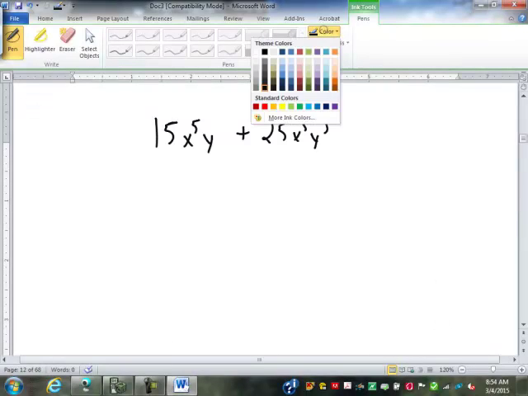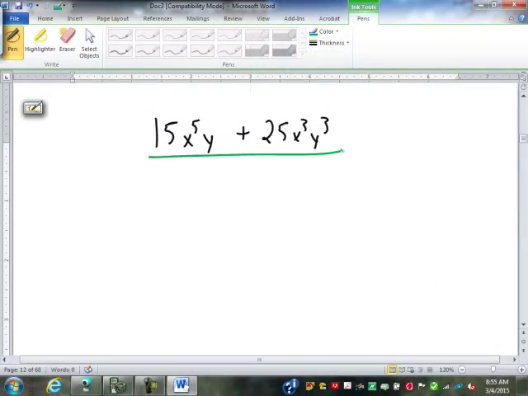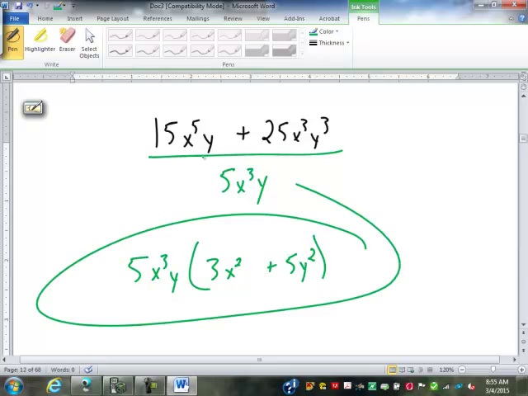So for this one, the number will be what? 5, x to the third, and y. What's that one? We start dividing out, what's left? 3 x to the second plus 5 y to the second. There it is. Yeah, I totally messed that one up.